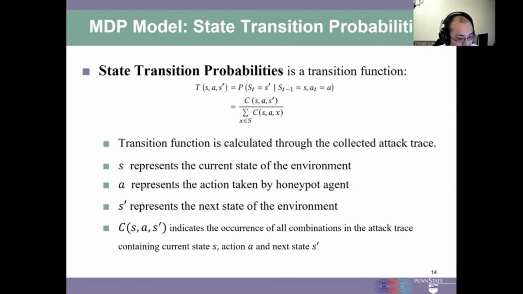So the state transition probability in our MDP model can be described as a transition function, as shown in the slides. In the function, the S here represents the current state of the environment. The A represents the action taken by the agent, and the S prime represents the next state. We calculate the transition probability through some statistical results from the collected attack trace. In particular, the C here means the count, so we count all occurrences where, at the current state with a certain response, the percentage of the attackers send another request that leads to the next state S prime.